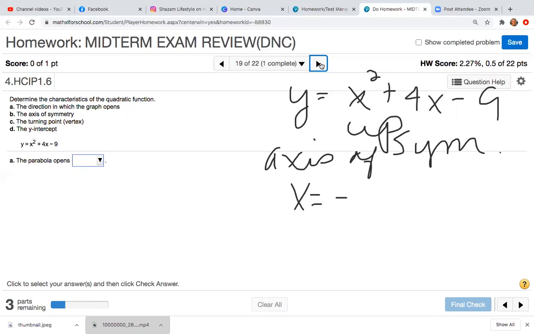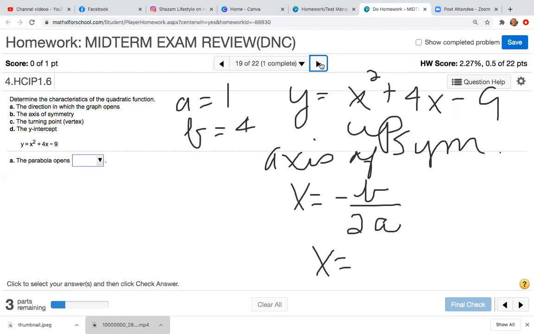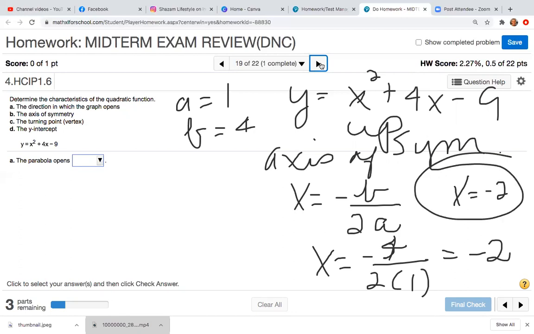So we use the same formula to calculate the equation of the axis of symmetry. In the case of this problem right here, the a value is 1, the b value is 4. So you just go into the formula and substitute everything in there. The opposite of b would be a negative 4. I was about to put 2 over 2 times 1. So this one is going to simplify to negative 2. So therefore, your equation for the axis of symmetry is x equals negative 2.